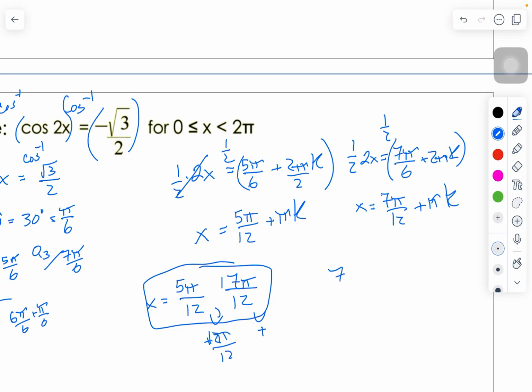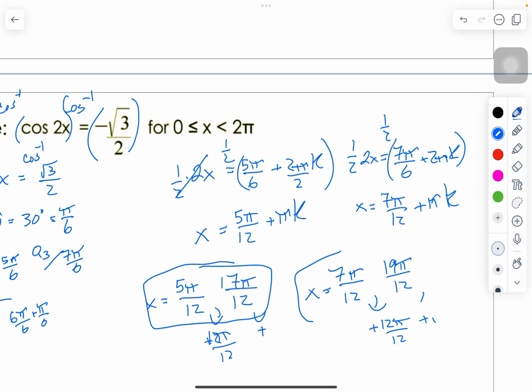Okay, and then I'll do the same thing. I'll take 7 pi over 12 and I will add 12 pi over 12, which is basically 1 pi. And that's going to give me 19 pi over 12, which means it's 1 and 7/12. I'm pretty sure if I add one more, I'll go over. So there are two more, and there are two more in radians to figure out the multiple angles.